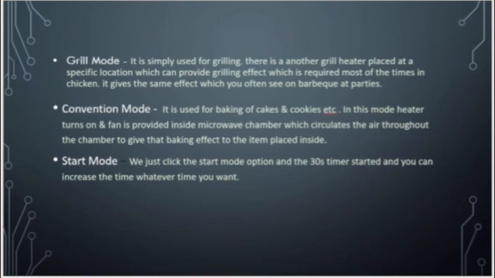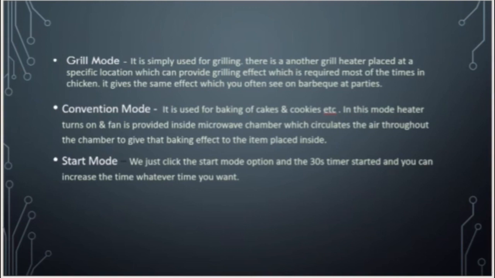Microwave oven has basically three modes. It operates under grill mode, convection mode, and start mode. A grill mode is basically simply used for grilling. There is a grill heater placed at a specific location inside the oven, which is used for the grilling effect, and it is used mostly for meat and other items. It gives the same effect which you often see on barbecues.